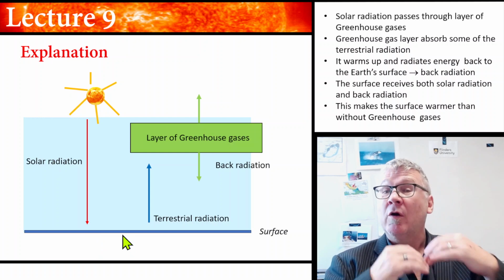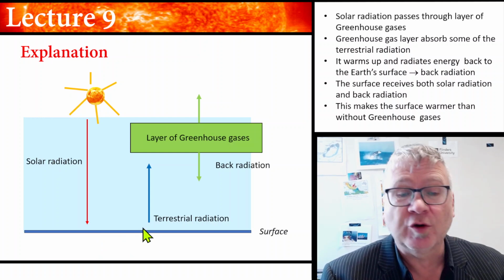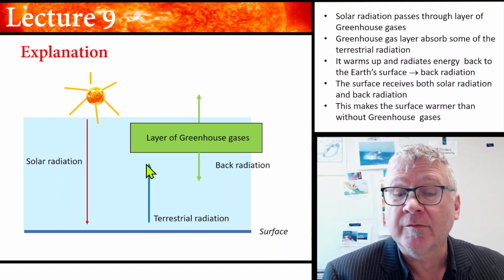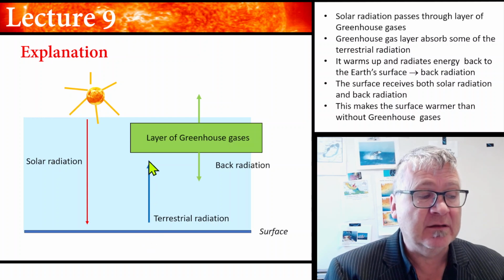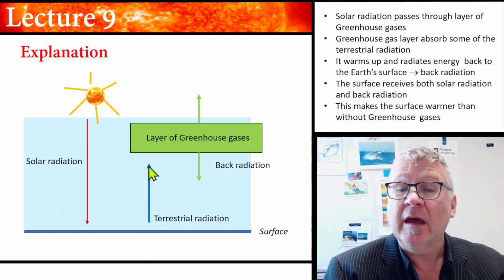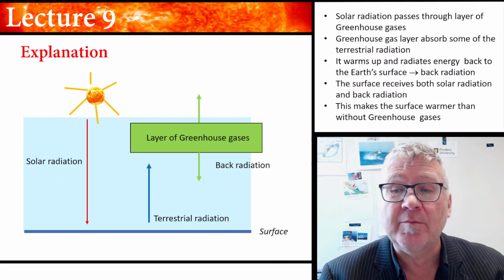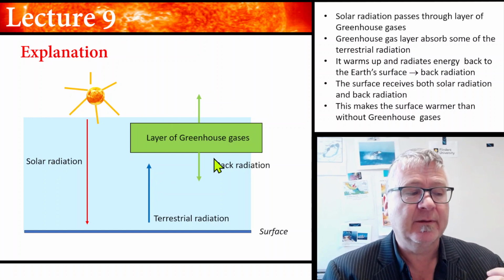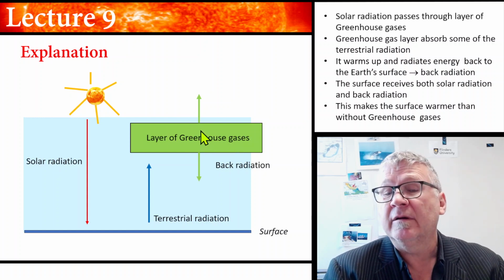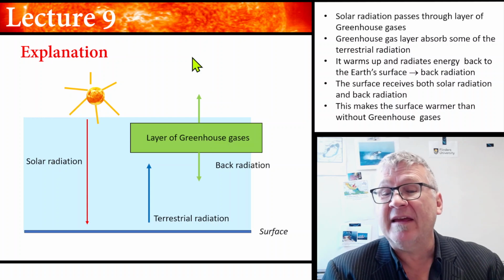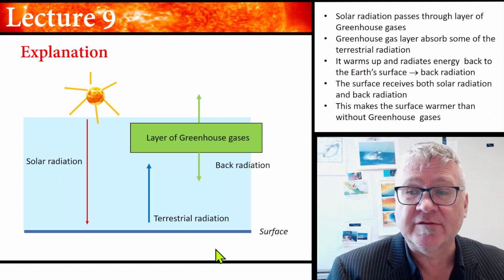The Earth's surface emits terrestrial radiation, shown here by the blue arrow, upward. This is the infrared or long-wave radiation emitted by the surface. However, the greenhouse gas layer absorbs some of the terrestrial radiation and then radiates a part of it out to space and the other part as back radiation back to the surface.